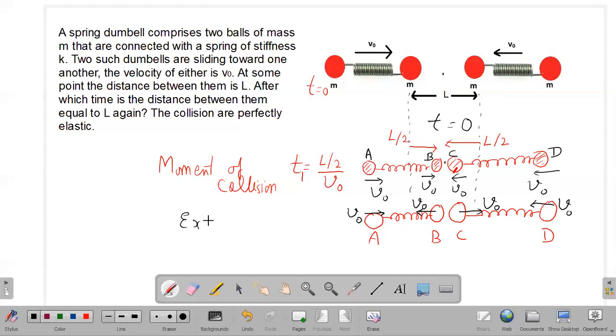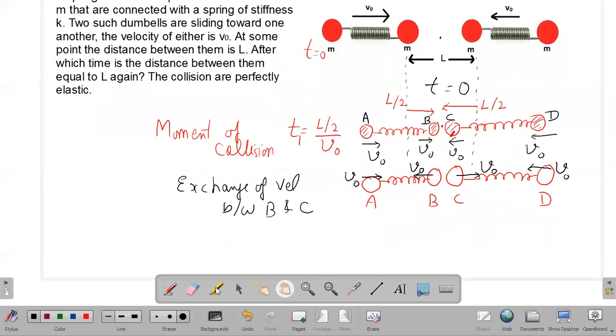So the first thing which is going to happen here is the exchange of velocity between block B and block C, because of the similar masses and the elastic behavior of the collision. Then after, now the blocks A and B of the same masses, what will happen?